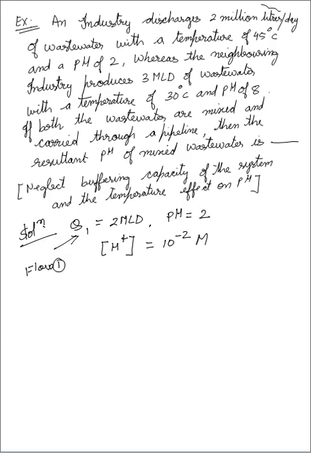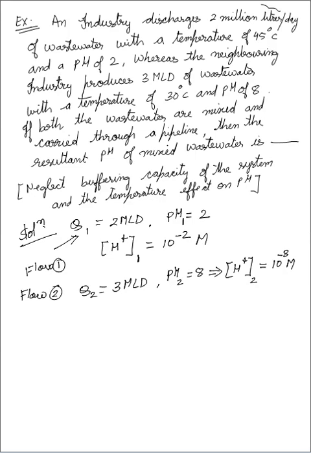Okay, second, suppose for second case we will have Q2 is equal to 3 MLD and the respective pH, let me write pH 1. Okay, so we can differentiate, and pH 2 is 8. So in this case our H plus, here also I am writing H plus 1. Okay, and here H plus 2. So we can differentiate, is equal to 10 raised to minus 8 M. Now we have to mix it.